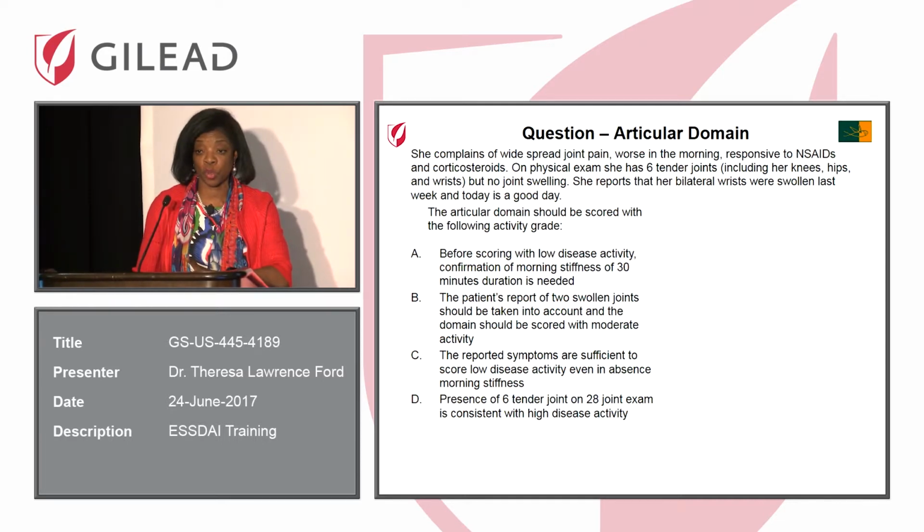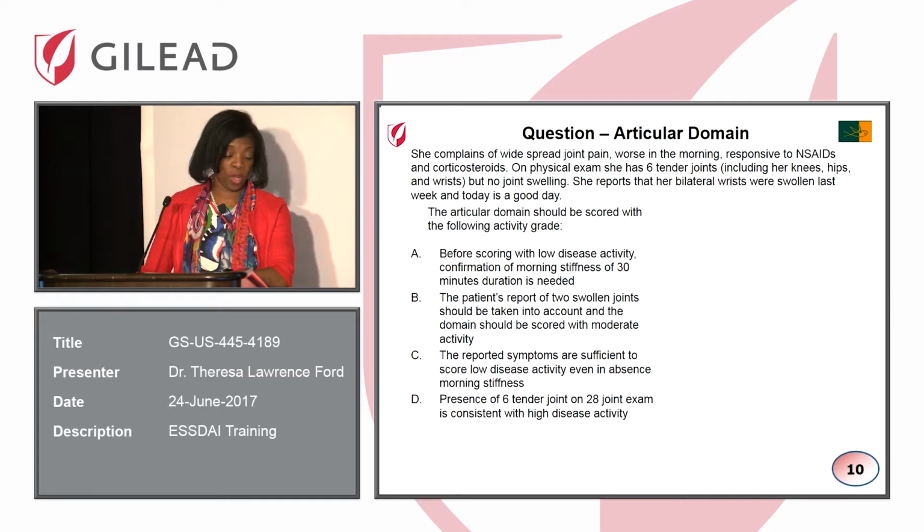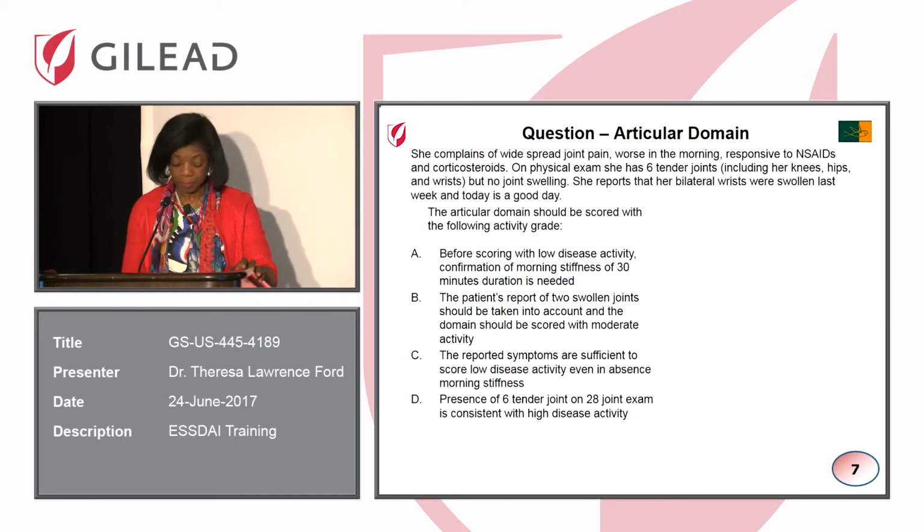A, before scoring with low disease activity, need to confirm the morning stiffness of 30 minutes duration. B, the patient's report of 2 swollen joints should be taken into account, and the domain should be scored with moderate activity. Or C, the reported symptoms are sufficient to score low disease activity, even in the absence of morning stiffness. And D, the presence of 6 tender joints on 28 joint exam is consistent with high disease activity.